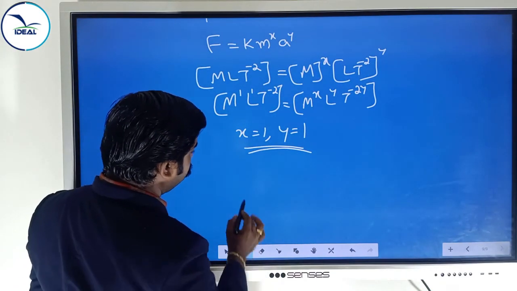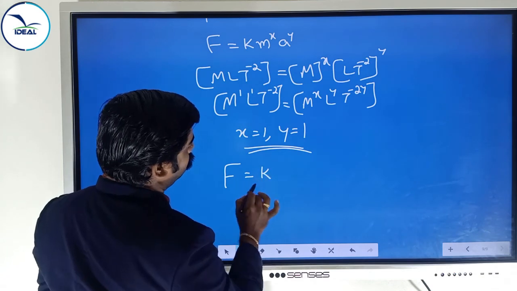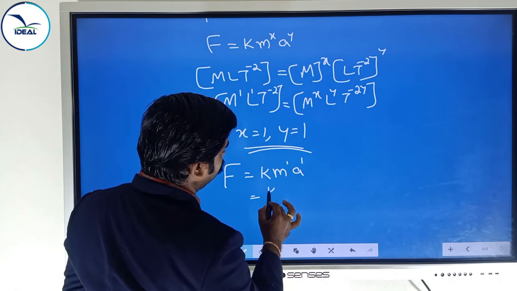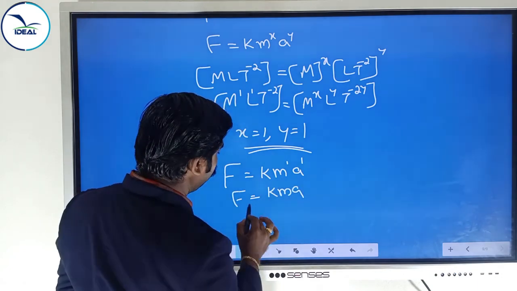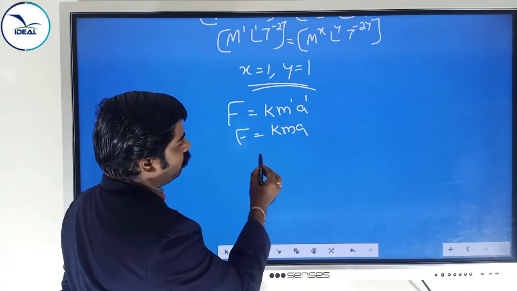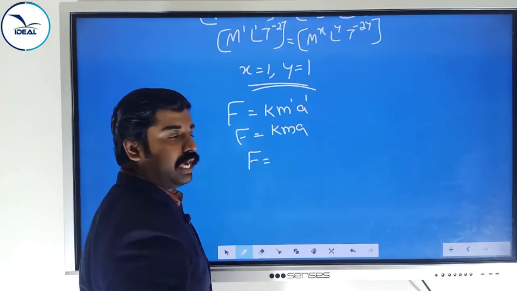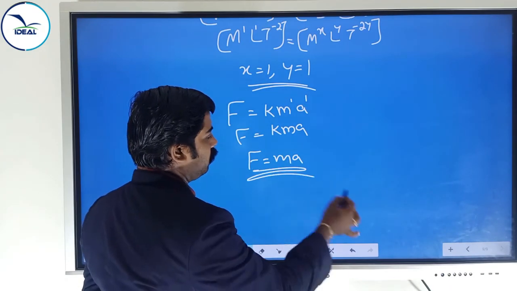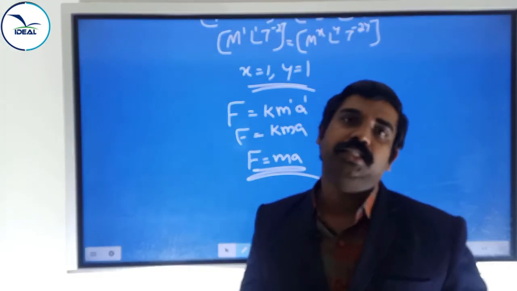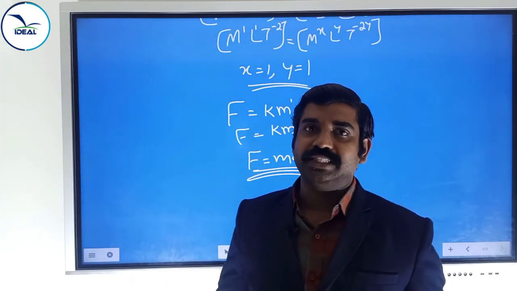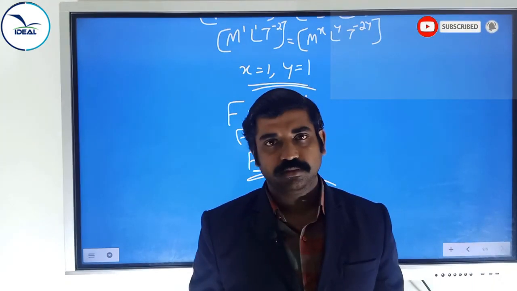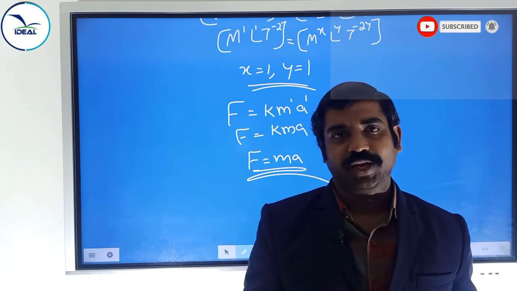Therefore F equals K into M raised to 1, A raised to 1, that means F equals KMA. If K equals 1, then F equals MA. Okay, we can derive any equation using this method, if we know the dependence. You can try any other equation. Okay, clear? Okay, thank you.